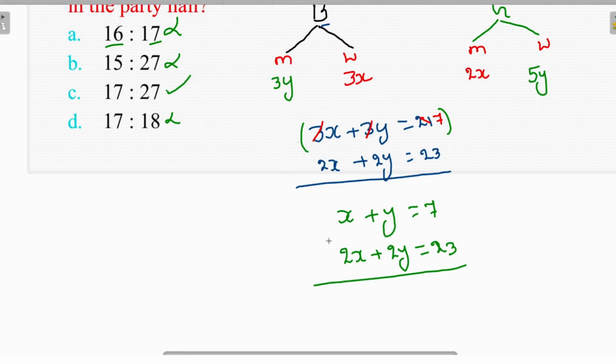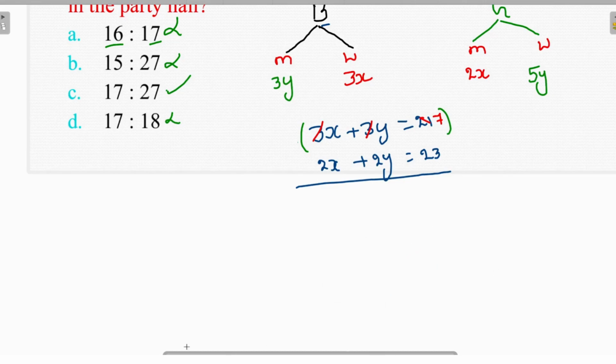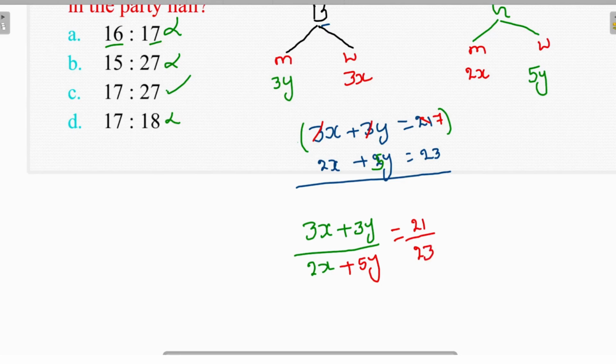Otherwise you can do cross multiplication also. The same linear equation, or cross multiplication, you can do. You can do it like this also: 3x plus 3y divided by 2x plus 5y, sorry I am writing it wrong, 5y it is, 2x plus 5y, is equal to 21 by 23. So you can do it directly now.